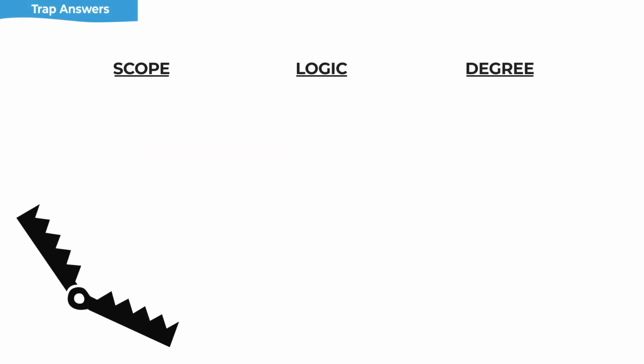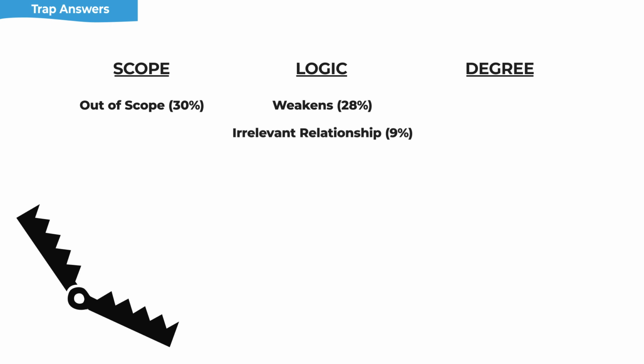So now if we look at the trap answer patterns that we find prevalent on strengthening questions, out of scope is going to be a really common one. 30% of wrong answers are wrong because they're simply out of scope, not relevant to the argument at hand. 28% of wrong answers are wrong because they're weakening the argument instead of strengthening it. They're having the opposite impact of what they're supposed to. 9% of wrong answers are wrong because they're building a relationship between terms that aren't relevant to the argument.